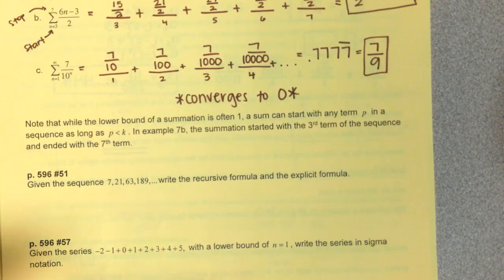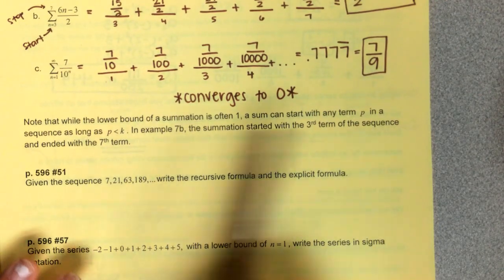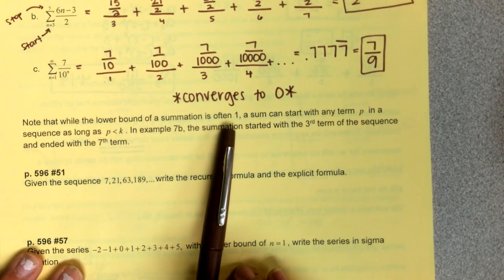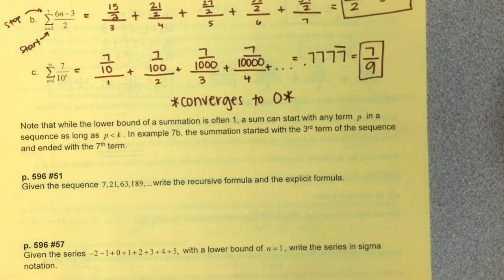Okay? I already mentioned this, but normally our lower bound will be 1. It does not have to be. As long as your lower bound is smaller than the upper bound, you're good.